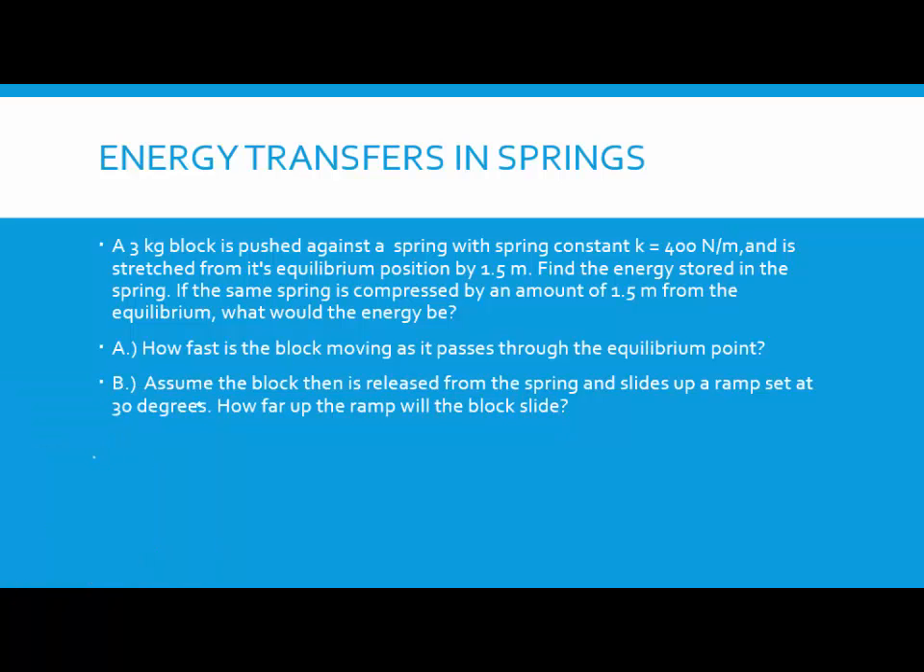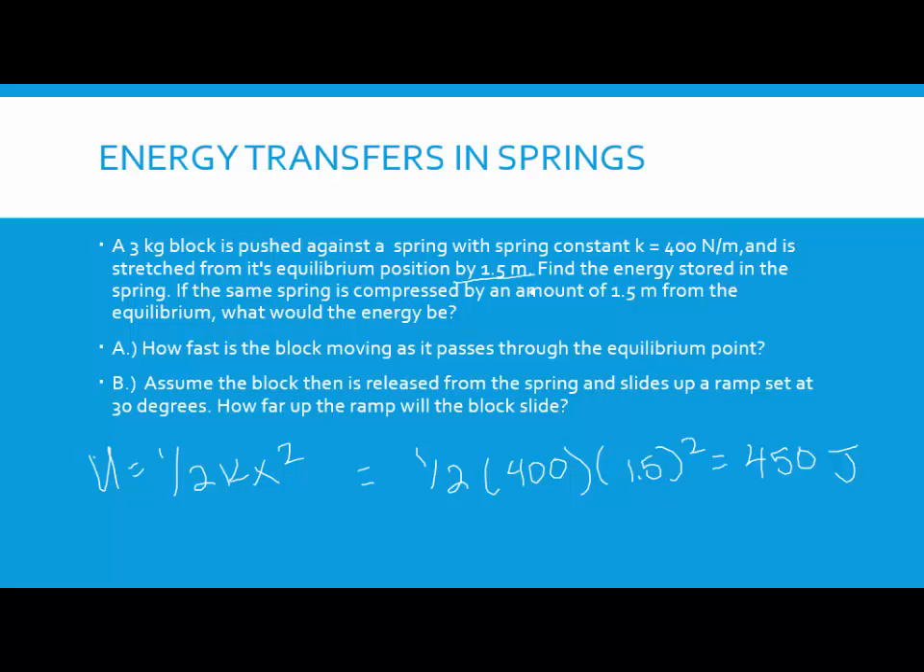For this first part, it says find the energy stored in the spring. So potential energy of a spring, remember we talked in our last video, is 1/2 kx squared. So in this case, it's really just a plug and chug for that first part of the expression. 1/2 times 400 times 1.5 squared. And then that'll give us whatever our potential energy is. 450. So this is 450 joules of energy stored in this spring whenever it's stretched by that distance.